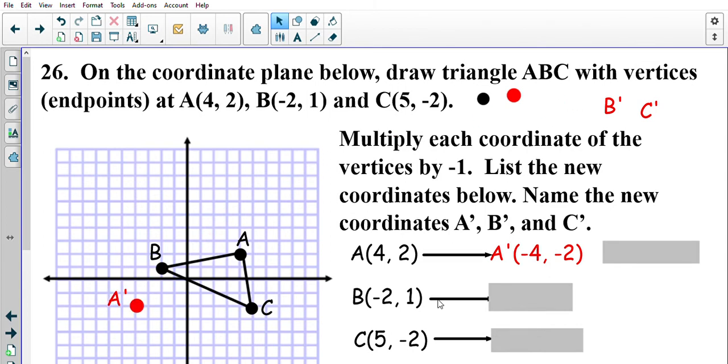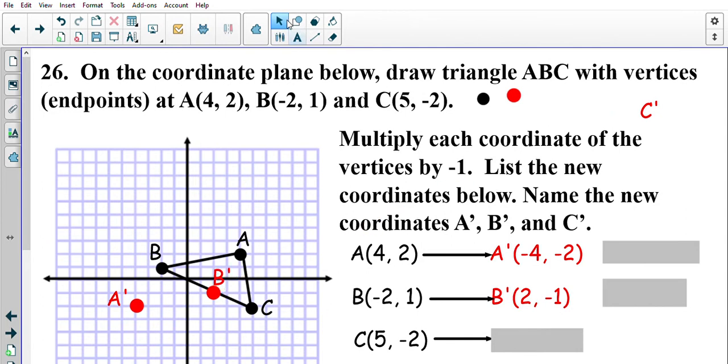All right. -2, 1 was B. Multiply each by -1. -2 times -1 is 2. 1 times -1 is -1. So we get 2, -1. So let's go ahead and graph that. 1, 2, -1. This will be B prime. It's kind of on the line there, line BC.